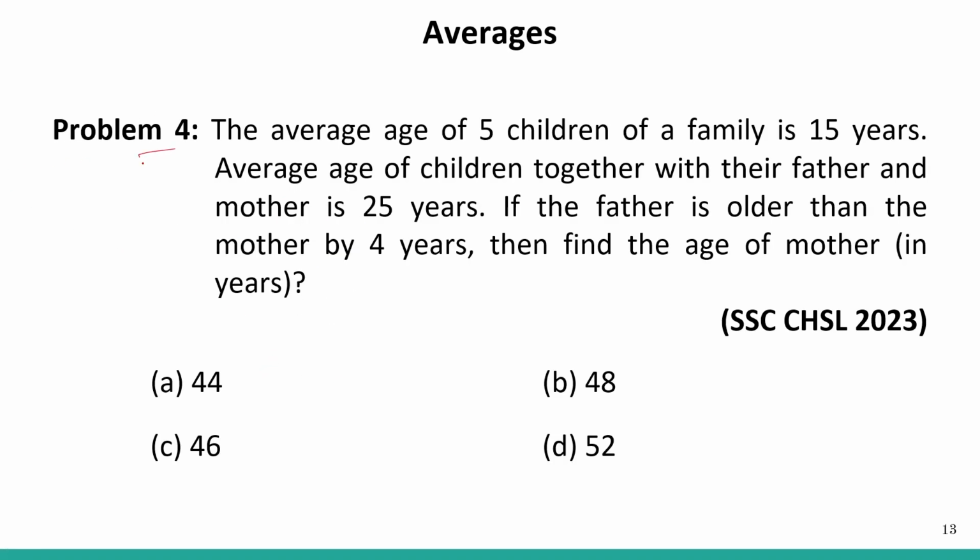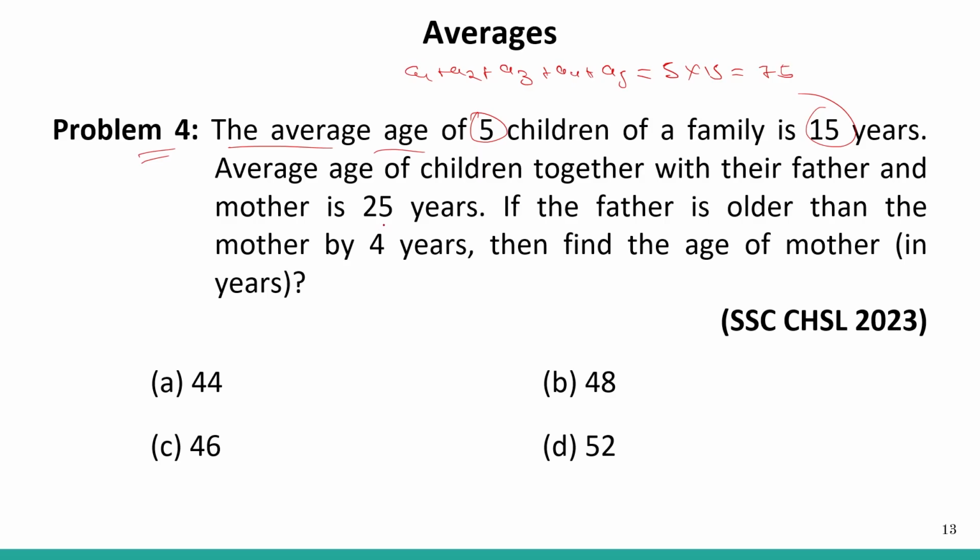So let's go forward with problem number 4. The average age of 5 children of a family is 15 years. Let the children be A1, A2, A3, A4, A5. So this is given as 5 into 15. Since their average age is this much, their cumulative age will be 15 into 5, which is equal to 75 years, right?